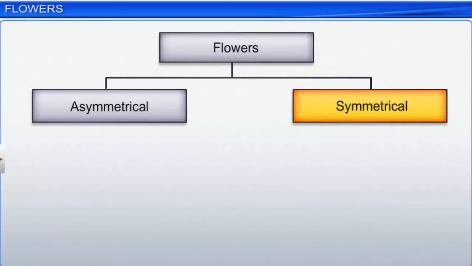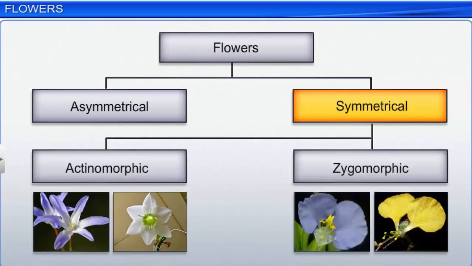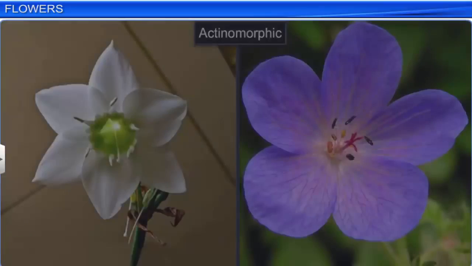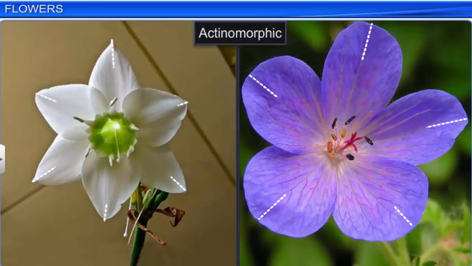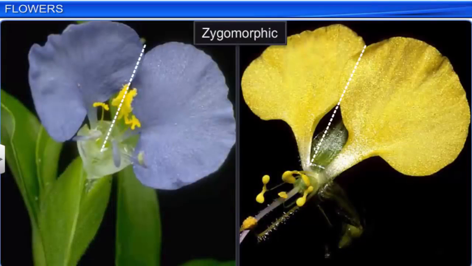Symmetrical flowers can be subdivided into two types: actinomorphic and zygomorphic. An actinomorphic flower can be divided into similar halves in any radial plane that passes through its center, while a zygomorphic flower can be divided into two similar halves only by a single vertical plane that passes through its axis.